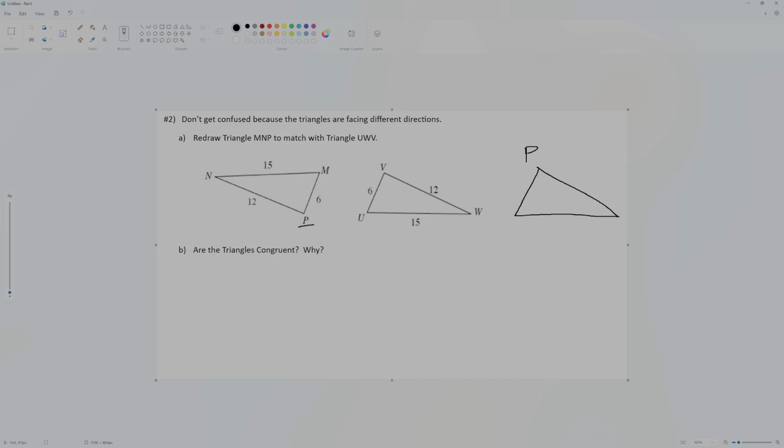That's the one between 6 and 12. And then on the other side of the 6 is an M. So on the other side of the 6, I'll put an M. And then I know N has to end up over here with side length of 15. So are the triangles congruent? This would be a yes.